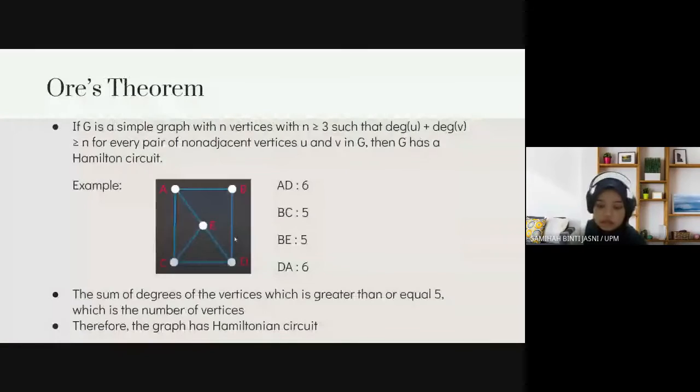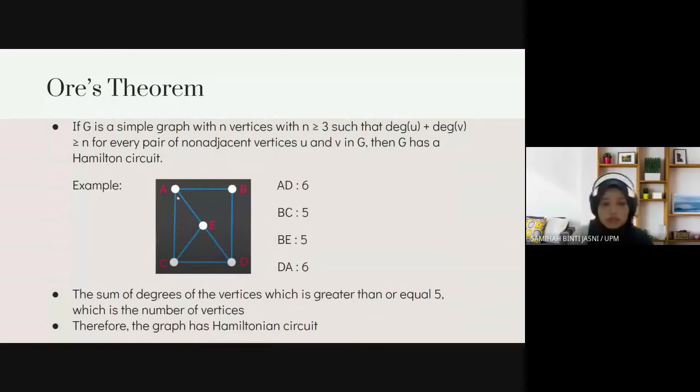Next is Ore's theorem. Ore's theorem says that if G is a simple graph with n vertices with n greater than or equal to 3, such that the sum of degree u and degree v is greater than or equal to n for every pair of non-adjacent vertices u and v in G, then G has a Hamiltonian circuit. Let's take a look at this example.